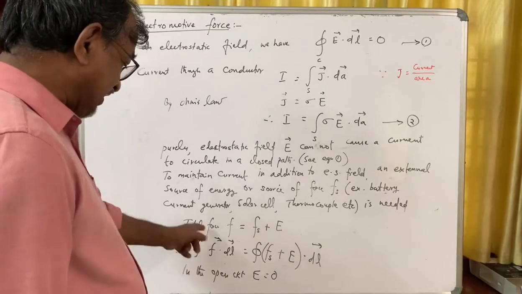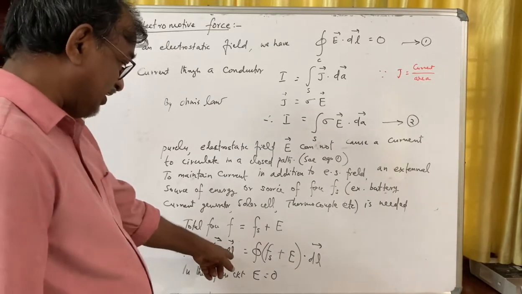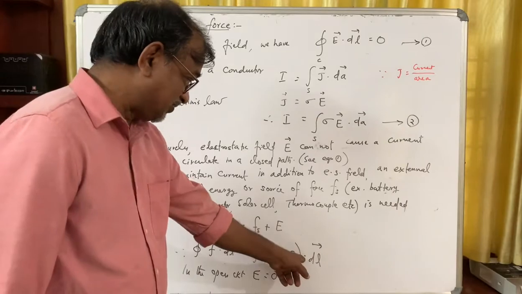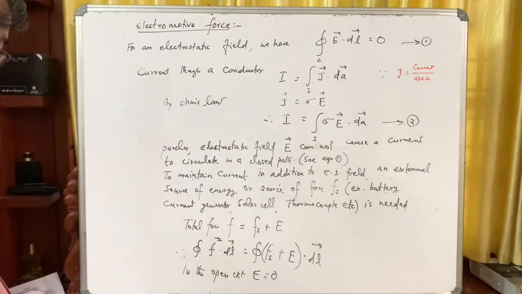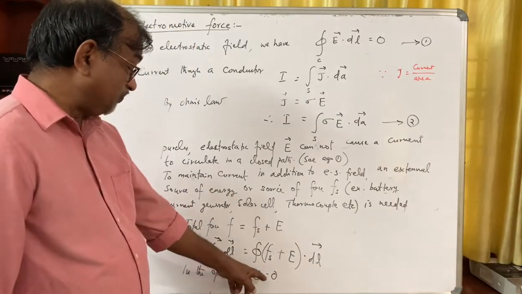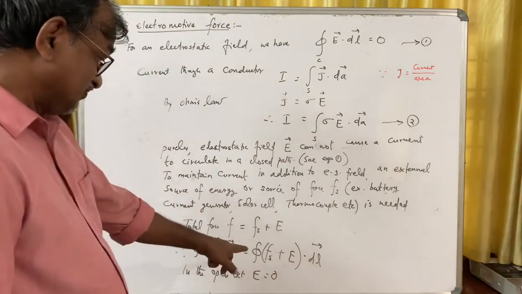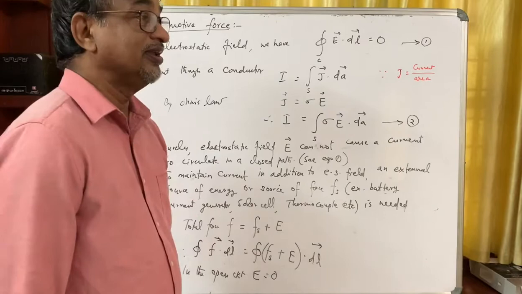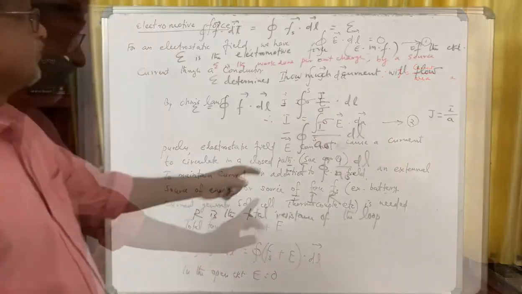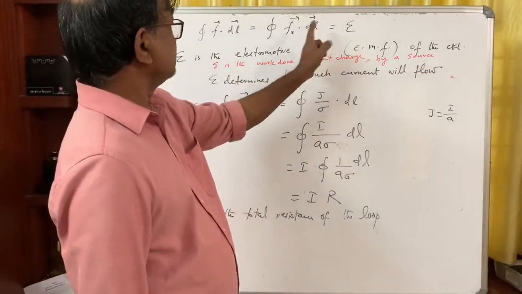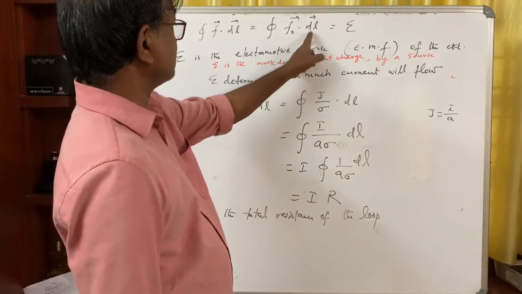So, taking line integral F dot dl is equal to the RHS also. But in the open circuit, E becomes 0. E becomes 0 means the RHS becomes the closed line integral Fs dot dl. So, emf is equal to the integral Fs dot dl.